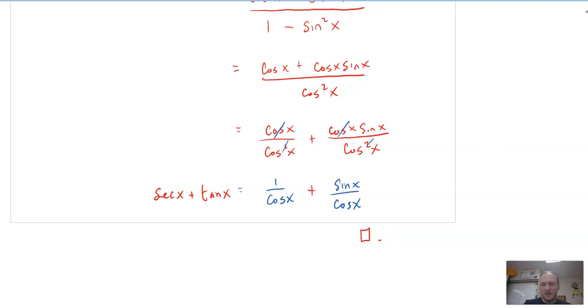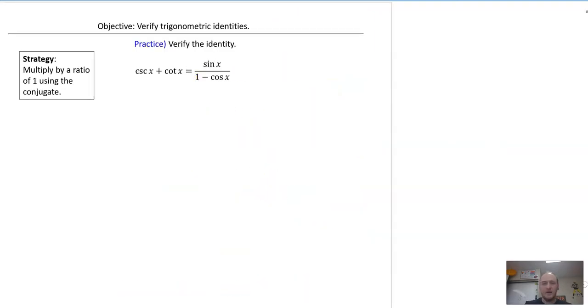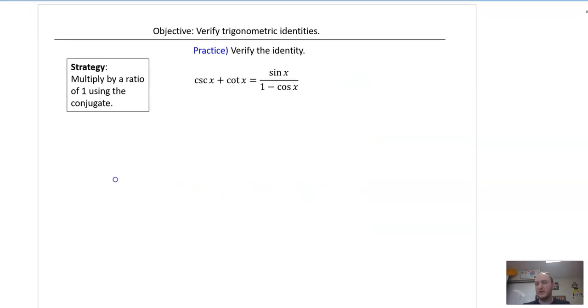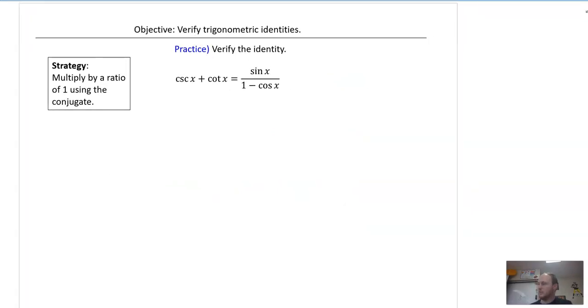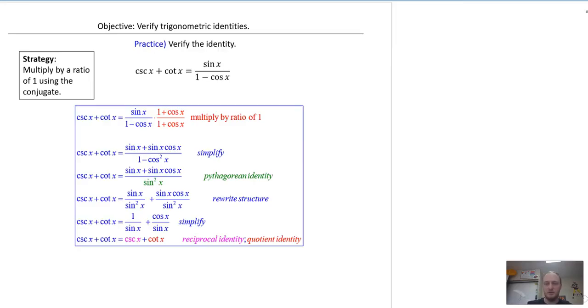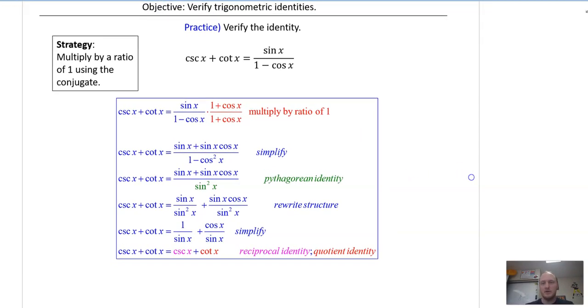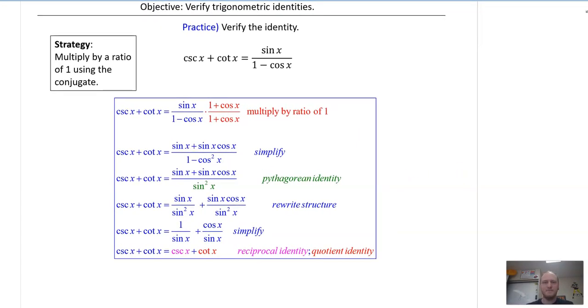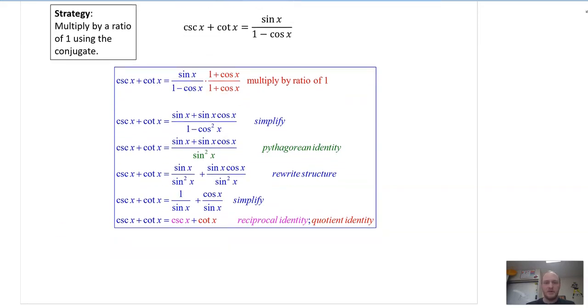Okay, here is a practice problem. Please go ahead, try this one. I hope you paused it. Here is the solution. Okay. All right, so same kind of idea, multiply by the conjugate.